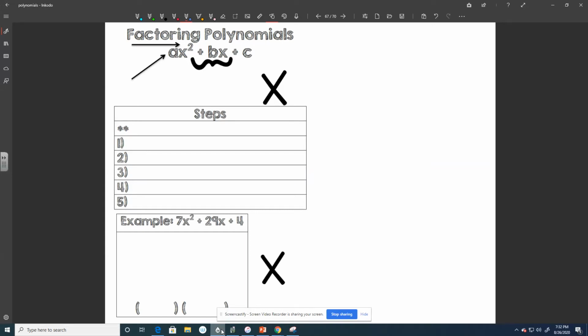All right, continuing with factoring polynomials. A little bit different situation this time. We still have a quadratic. We still have an x squared. We still have a trinomial. We still have three terms that we're dealing with here.